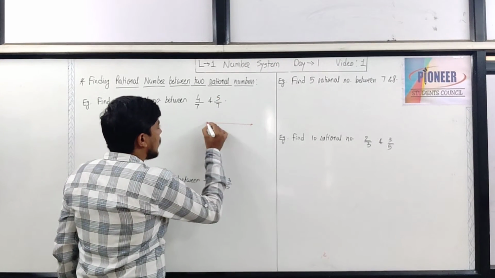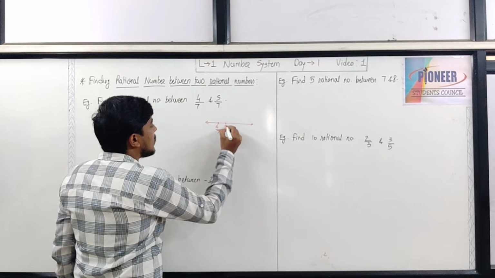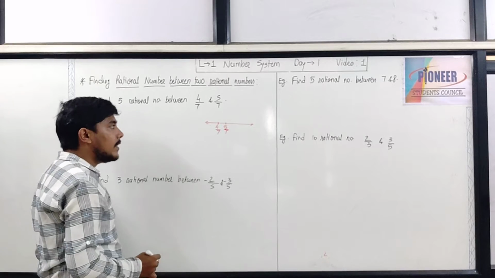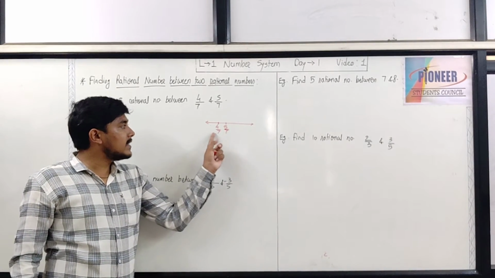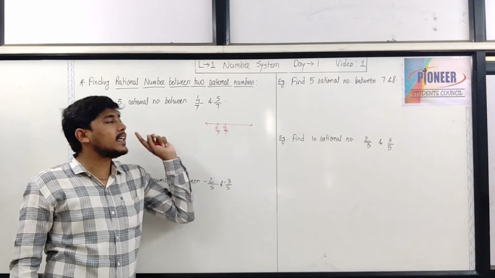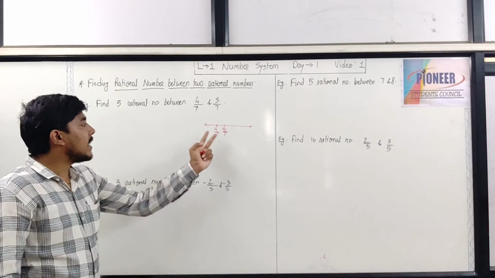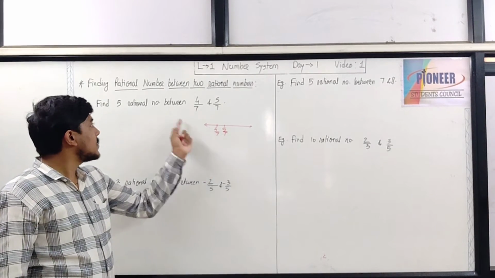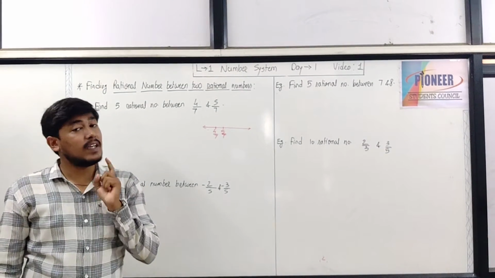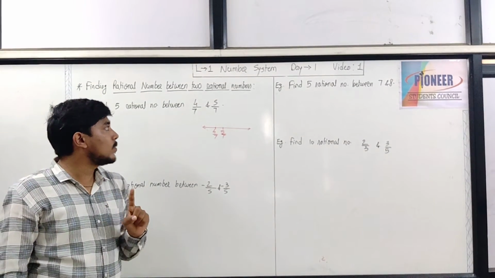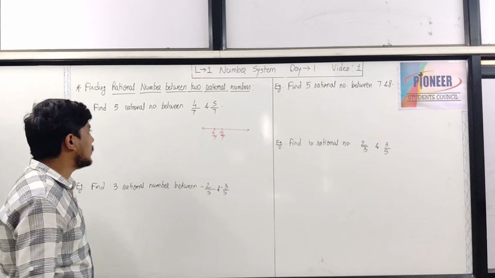If this is a number line and this is 4/7, then the next number is 5/7, right? So on the number line, it looks like these two numbers are continuous numbers and there is no number in between them. Then if there is no such number in between, how can we find 5 rational numbers? Yes, we can find 5 rational numbers between these two numbers, but there is a method to find rational numbers.